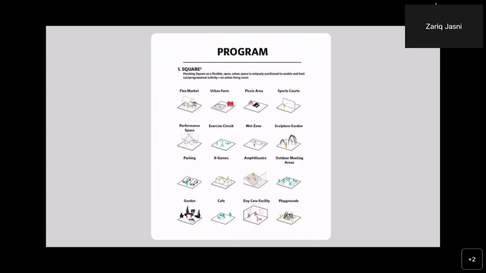Squares could come with different programs. Among the programs that we could see all throughout the world, we have urban farms, picnic areas, and amphitheaters, and as you can see in this diagram, there are probably 16 possible options for a program that could exist in a square.